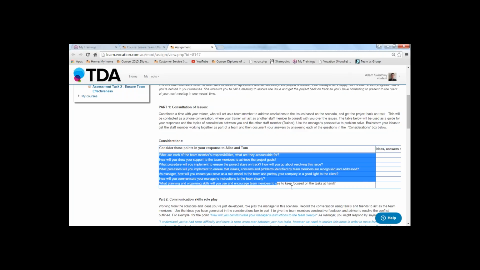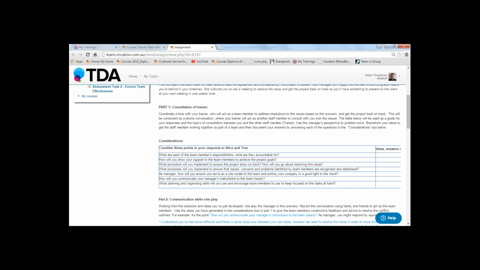These are the points that we're going to be considering in this first part when we're brainstorming the ideas. We're trying to work through some of the actual issues that we have here. So here are the points that you need to consider. What are each of the team members' responsibilities? What are they accountable for? How will you show support to each team member to achieve the project goals? What procedure will you implement to ensure the project stays on track? What processes will you implement to ensure that issues, concerns, problems identified are recognized and addressed?